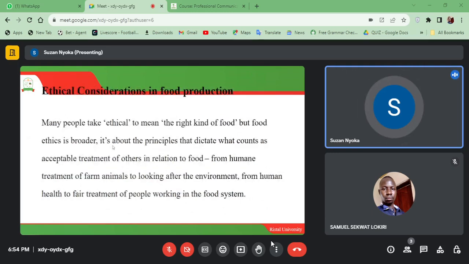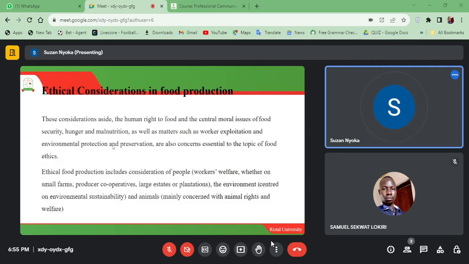Ethical considerations in food production. Many people take ethical to mean the right kind of food, but food ethics is broader. It's about the principles that dictate what counts as acceptable treatment of others in relation to food. From humane treatment of farm animals to looking after the environment, and then from human health to fair treatment of people working in the food system. These considerations aside, the human right to food and the central moral issue of food security, hunger and malnutrition, as well as matters such as workers' exploitation and environmental protection and preservation, are also concerns essential to the topic of food ethics.